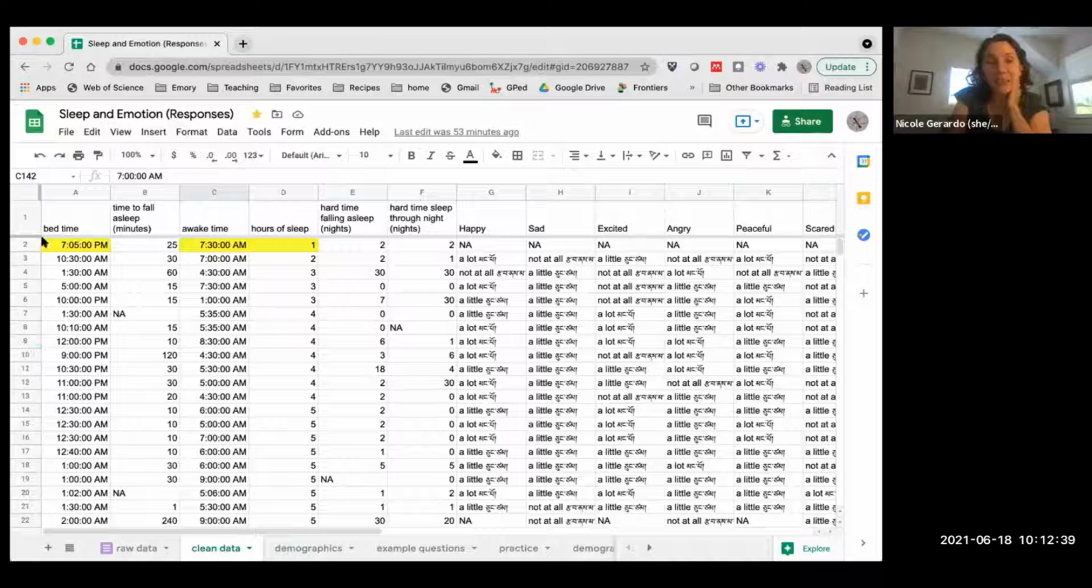So as an example, here in this row, I interpret this as that the person goes to bed at about 7 o'clock in the evening and wakes up at 7:30 in the morning, which would be a very long time for sleep, which would be about 12 hours, but they say that they only sleep 1 hour a night.